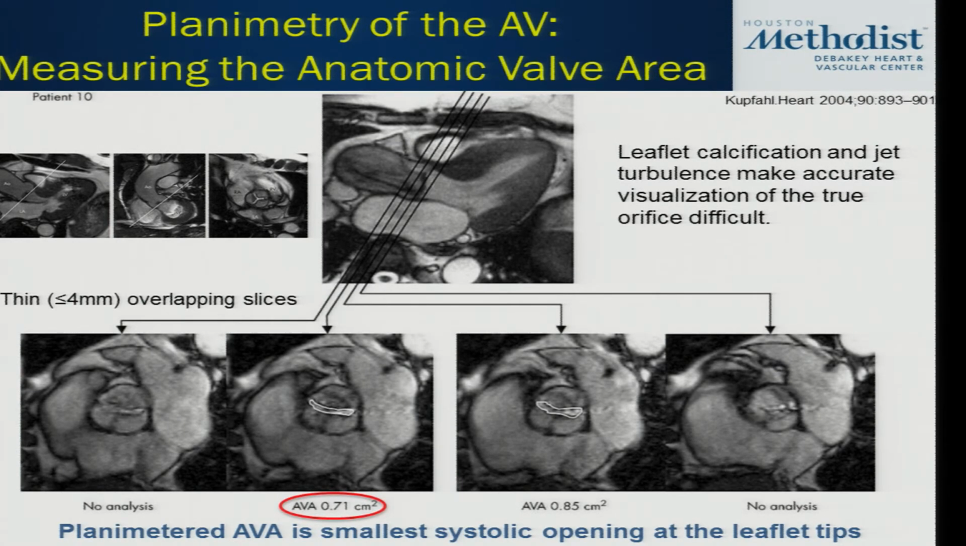And once you've identified that sequence, the image where you are at the leaflet tips, then you trace the maximal systolic opening. And this is what we call your planimetered or anatomic aortic valve area.